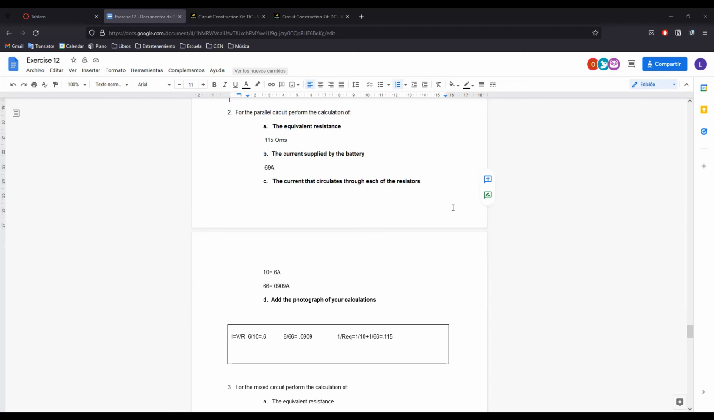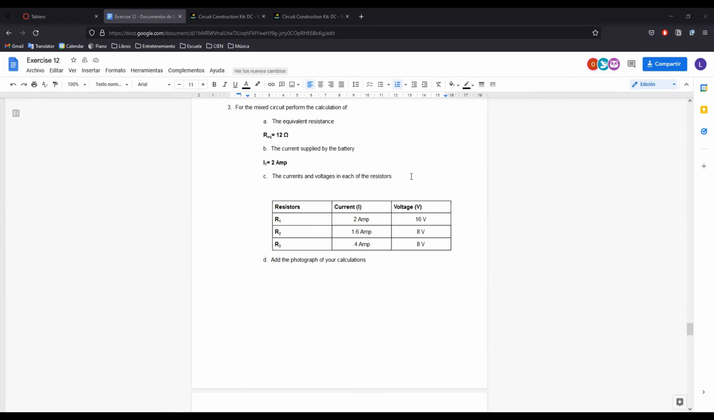And next, the mixed circuit by Victor. For the mixed circuit, the overall resistance is 12 ohms, and the overall current is 2 amps, and the currents and voltages in each of the resistors are here. For the currents, resistor 1 is 2 amps, resistor 2 is 1.6, and resistor 3 is 0.4 amps. And in voltages, resistor 1 is 16 volts, and both 2 and 3 are 8 volts.